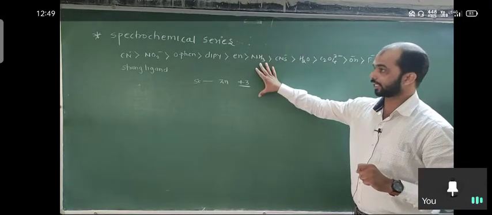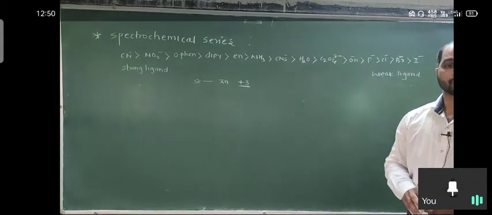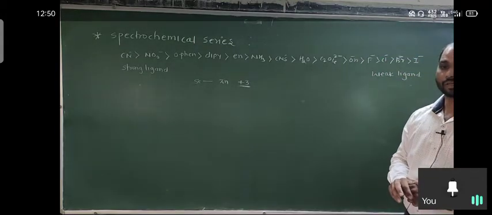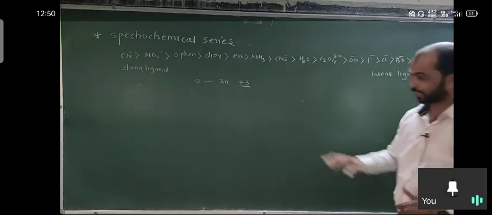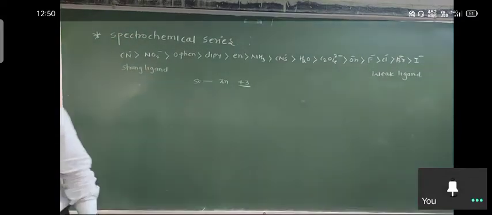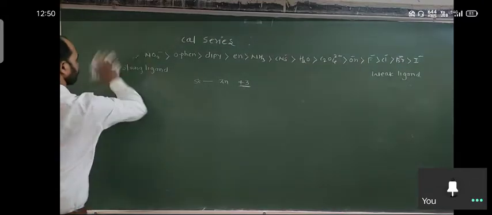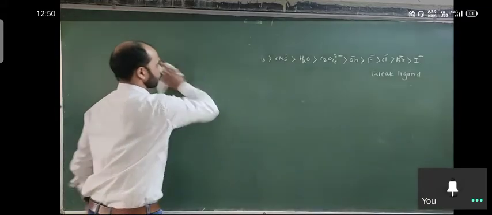So the series is only applicable for metal ions which show a common oxidation state, not an unusual oxidation state. So this is all about the spectrochemical series. Okay, next we are going to move on to a very important point: why is the spectrochemical series used?